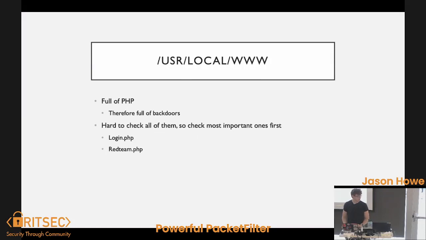Like I said earlier, user local /dub is full of PHP, and therefore it's full of backdoors. So it's hard to check all of them, so try to get the most important ones. Maybe login.php is kind of important. Maybe see if there's a red team.php in there.